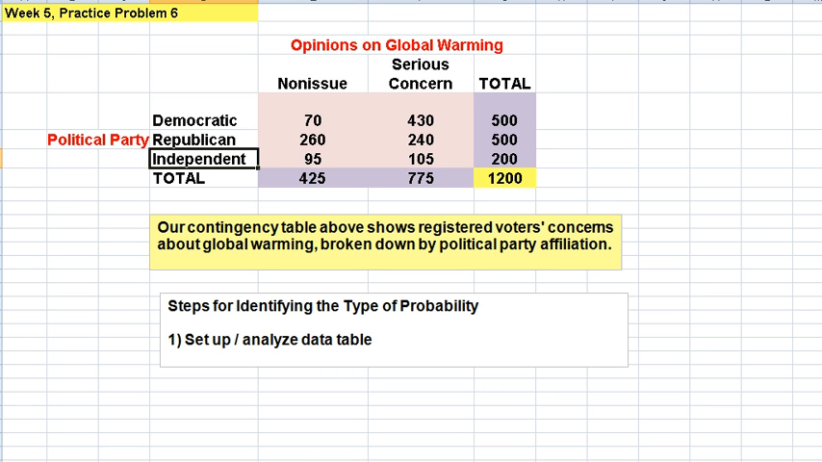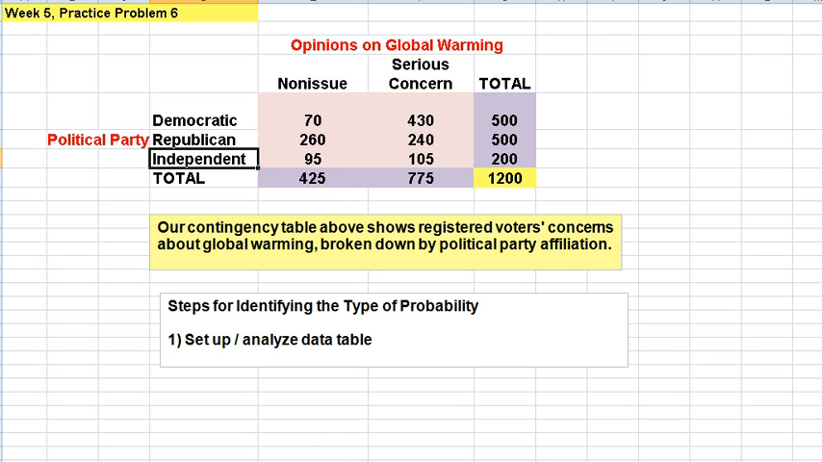First, we're going to learn 2 steps that will help us identify the type of probability that we need to calculate. Our first step is to set up and analyze our data table. Now we already have our contingency table set up. So let's start by taking a look at our column labels. Our column labels deal with opinions on global warming.